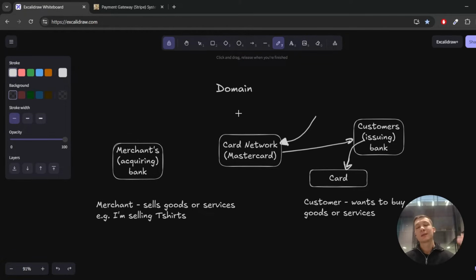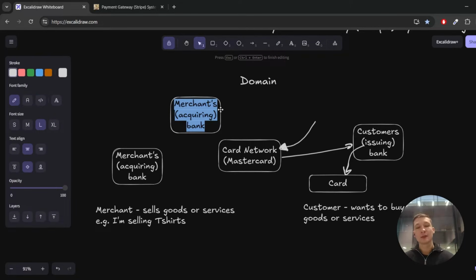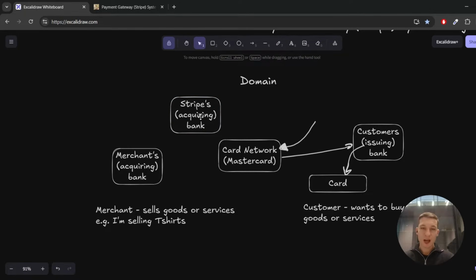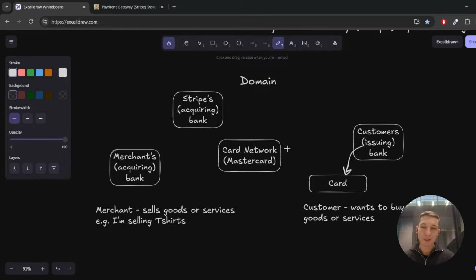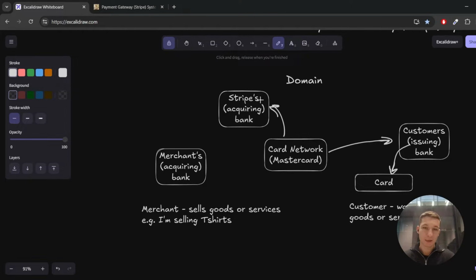But since Stripe also wants to make money out of it, Stripe takes a fee out of every single transaction. So we are involving another bank called Stripe's acquiring bank. So actually what is happening is that Stripe initiates the moving of the funds from the customer's issuing bank through the card network to Stripe's acquiring bank. Then Stripe takes its fee, and after some time it moves the rest of the funds to the merchant's acquiring bank.